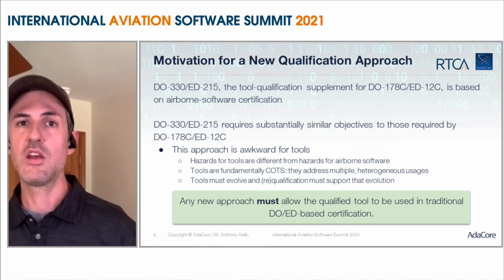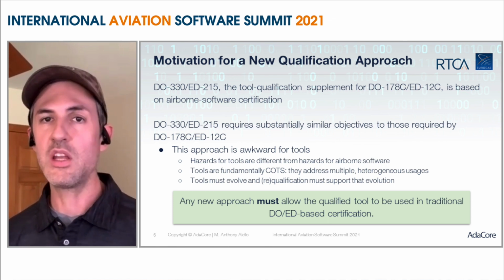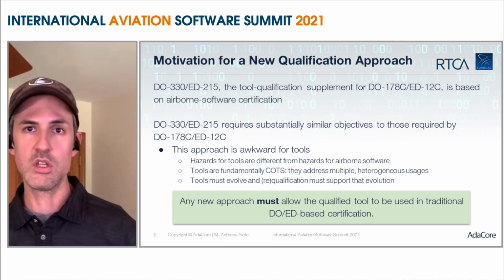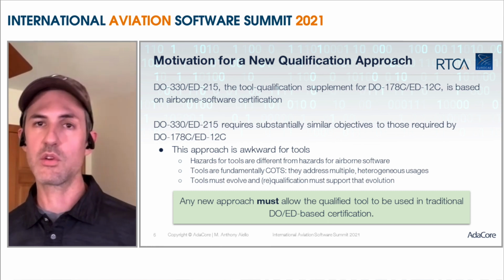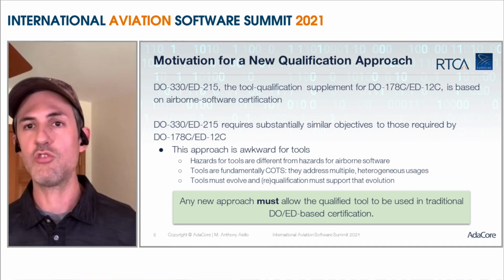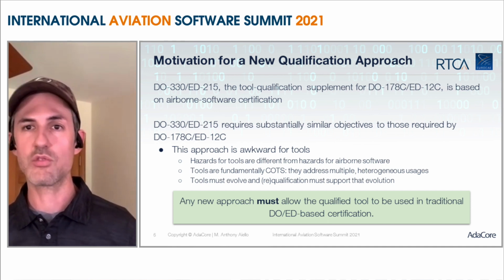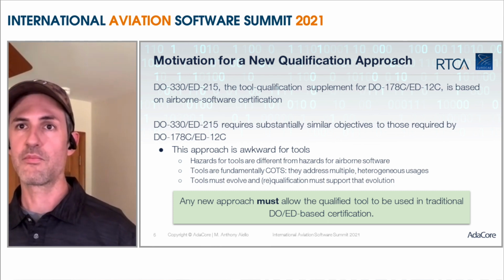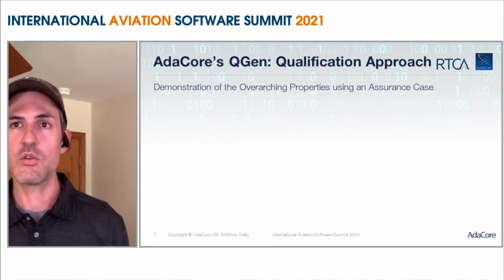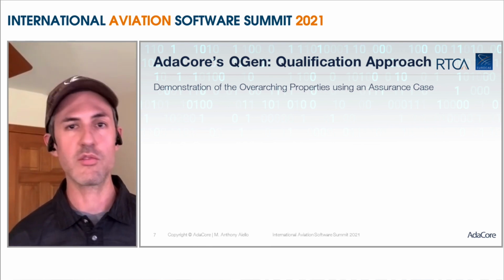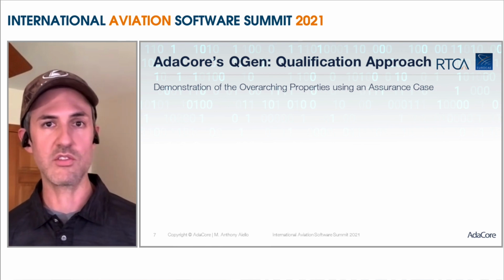With all that being said, AdaCore wanted very much for any new approach that we follow to allow the use of the qualified tool to not have to follow an alternative means of compliance. That is, we want applicants who use QGen to still be able to follow traditional DO331-based processes. So the approach that AdaCore selected for the qualification of QGen is to demonstrate possession of the overarching properties using an assurance case.